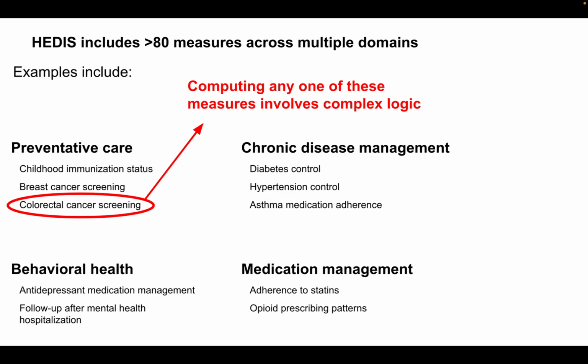Computing any one of these measures involves complex logic that is often deployed across a very elaborate data pipeline. So for instance, here's an example of a screenshot that shows a subset of the transformations needed to compute one HEDIS measure. You can see the number of transformation steps is very large. There's a lot of dependencies among multiple nodes in a DAG. It's fairly complex, and the logic is very nuanced to calculate a single HEDIS measure.